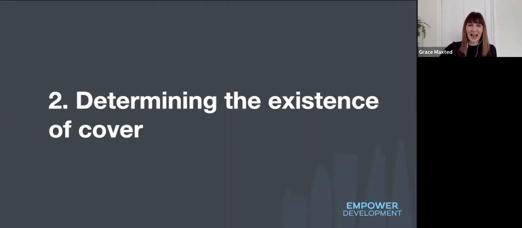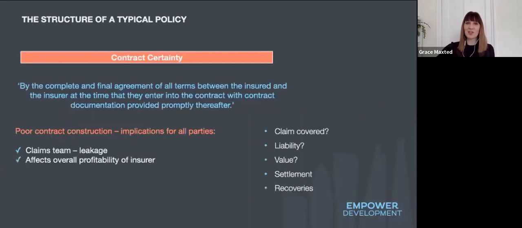So we're looking here at the structure of the policy, how it works, and what happens when there's ambiguity over policies as well. So chapter 2 is all around that area. We start with another principle that we've learnt about at certificate level, which brings back into focus contract certainty. Remember, this is the complete and final agreement of all terms between the insured and the insurer at the time that they enter into the contract, with documentation provided promptly thereafter.